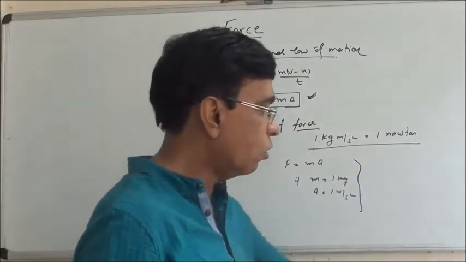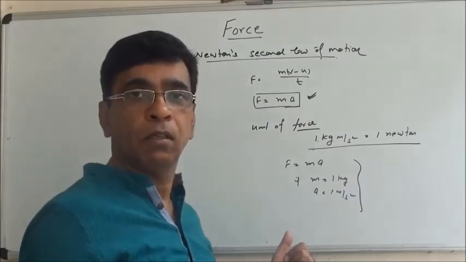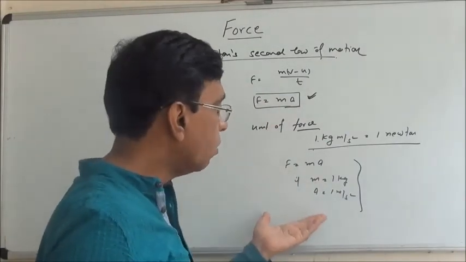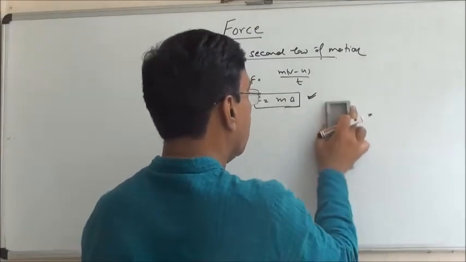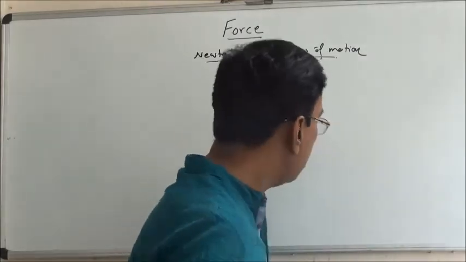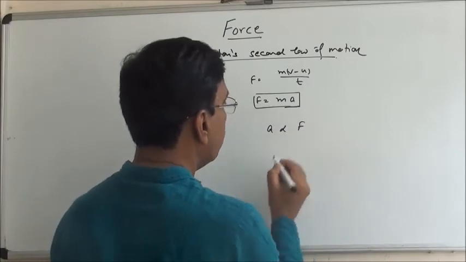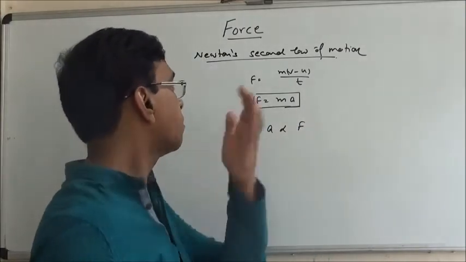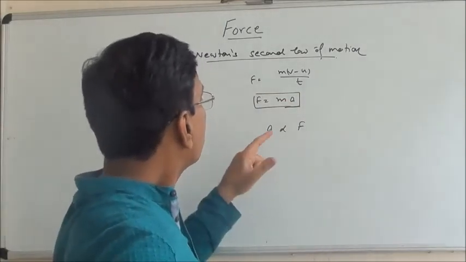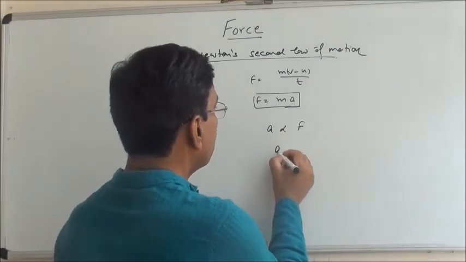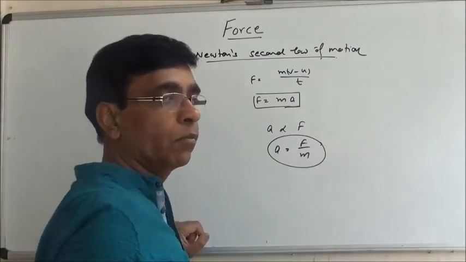So this second law, F is equal to ma, can be used to define the unit of force. We can use it to find out the units of force, a mathematical relation between force and acceleration. Now see again, acceleration is proportional to force. When we apply force, there will be an acceleration, and acceleration is F upon m.